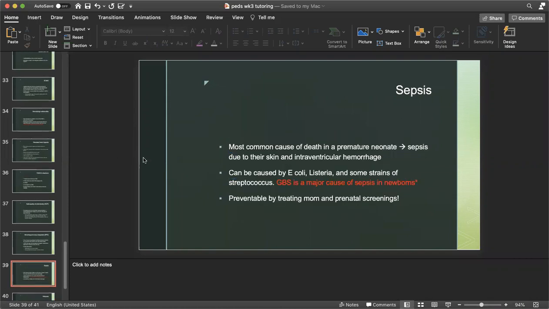Sepsis. Sepsis is one of the biggest causes of neonatal death, especially if they're premature. They could get sepsis because remember, their skin is super permeable, and they lose body heat super fast. It can be caused by E. coli, Listeria, and some strains of Streptococcus. And GBS is a major cause of sepsis in newborns.